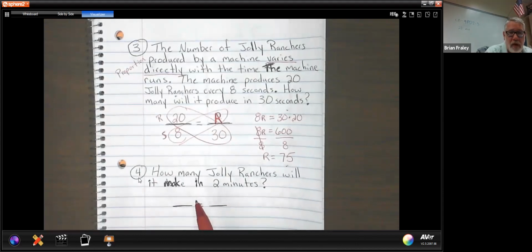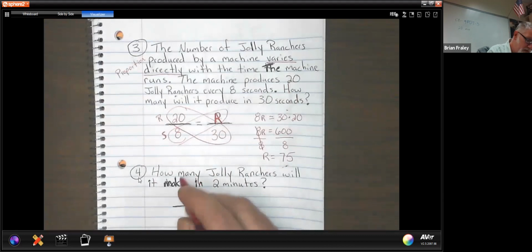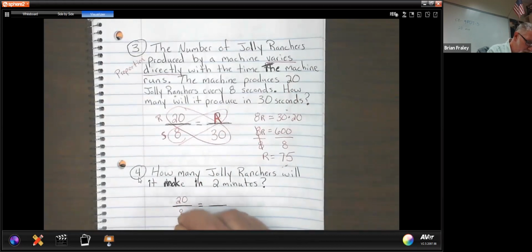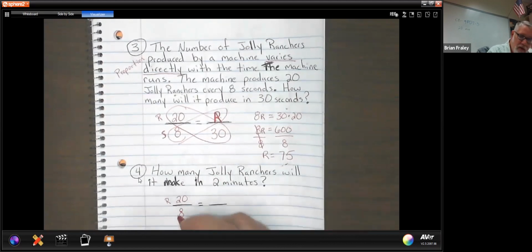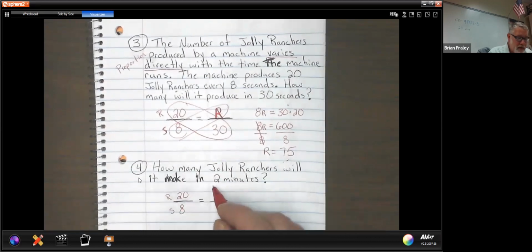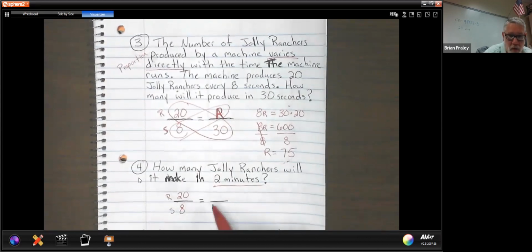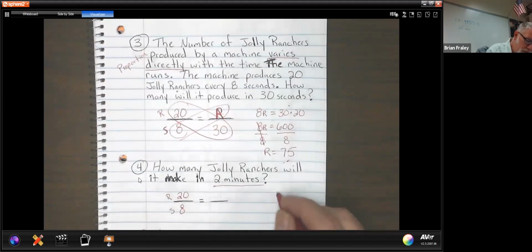So here's what we're going to do. We're going to take our original ratio, which was 20 every 8 seconds. I'm going to put 20 ranchers, R for ranchers, and S for seconds. Now, what's the next number we've got? Guys, we got to be real careful. It says 2 minutes. I don't have any minutes. I've got ranchers and seconds. Which one's related to minutes? Seconds is. So we're going to have to do a conversion, aren't we? 2 minutes is equal to how many seconds?